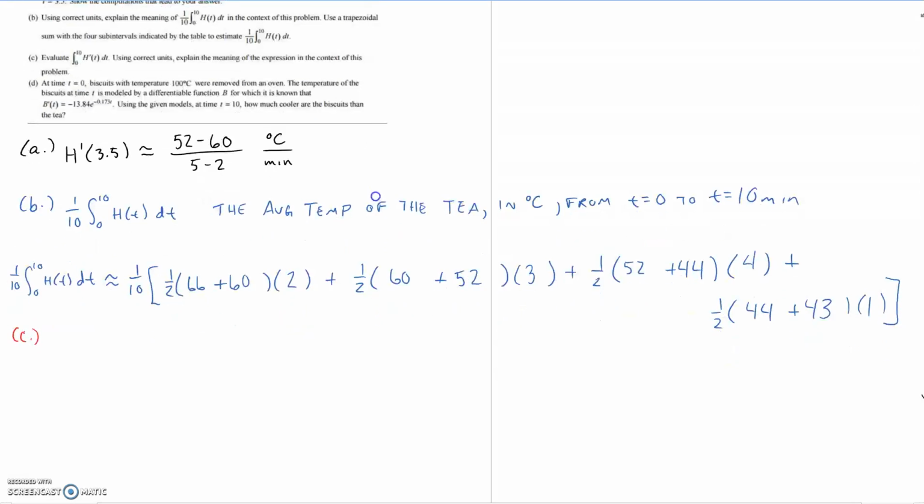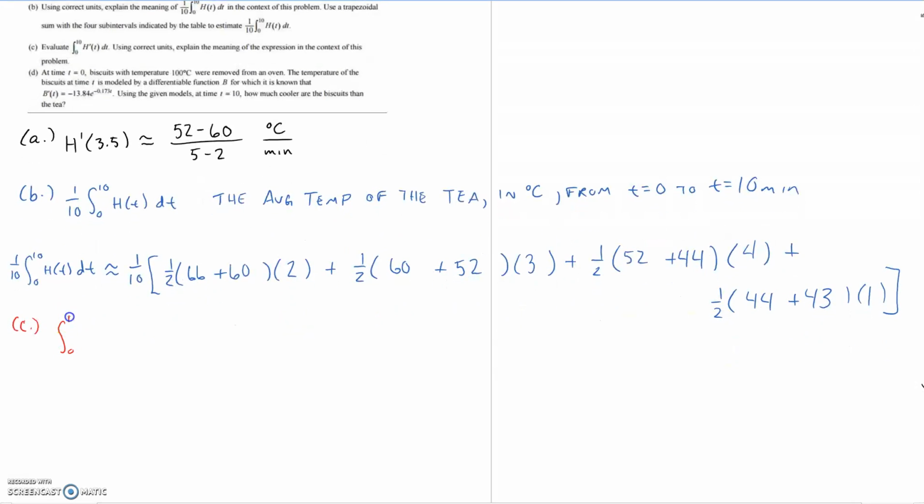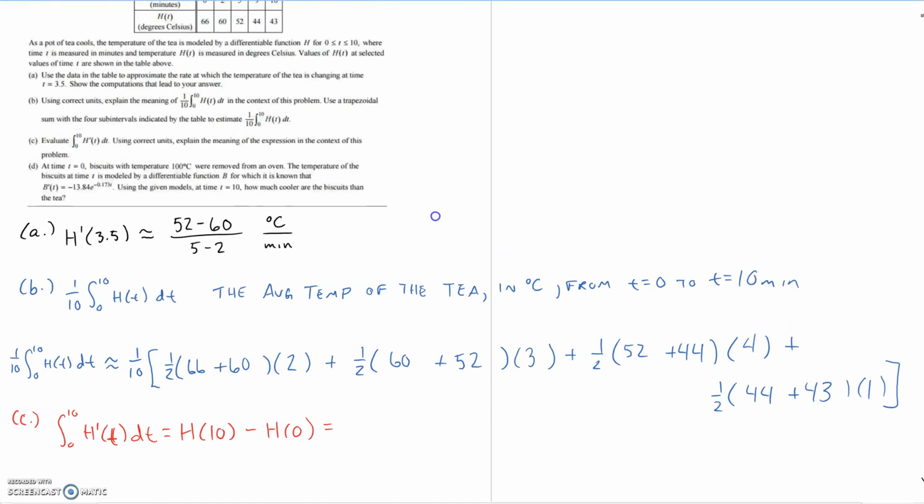Part C is asking us to evaluate the integral from 0 to 10 of h prime of t dt. So this is the first fundamental theorem. We could also look at this as integration. When I integrate h prime, I get h, and then I plug in the upper limit and the lower limit. So the integral of h prime dt is going to be h of 10 minus h of 0, which we get from the table. h of 10 is 43. h of 0 is 66. Again, we don't have to simplify, so we can leave 43 minus 66 as our answer.